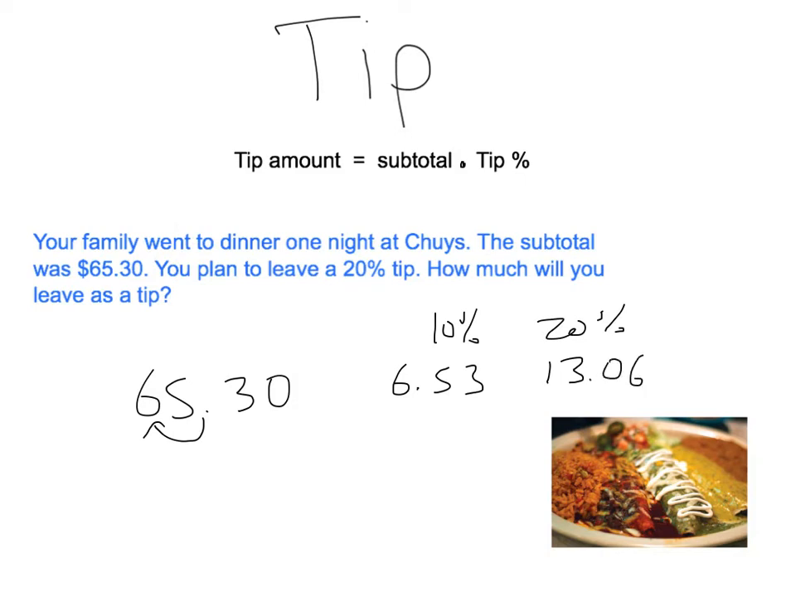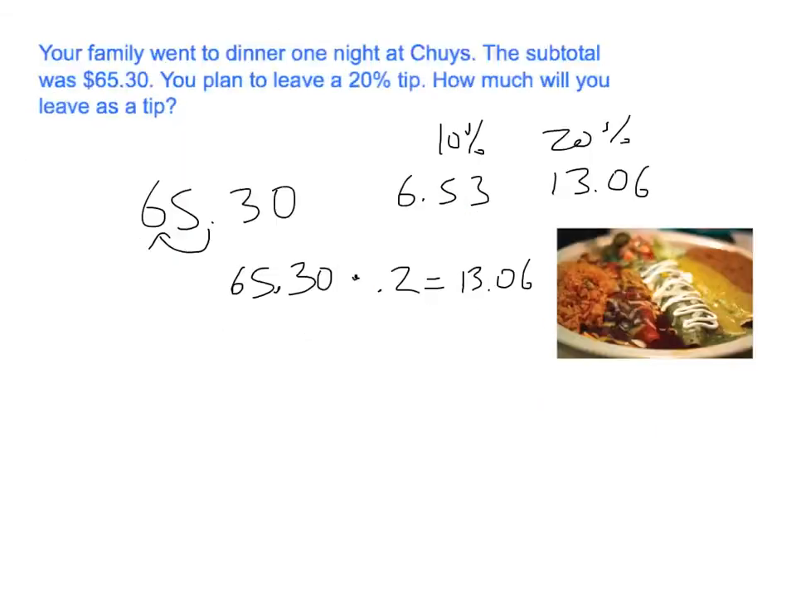Now, if you don't like doing it the quick and short way and you want to be absolutely certain of your answer, that's awesome. You can just do 65.30 times the tip percent that you want to tip, 20%. So 65.30 times 0.2 is going to get you the same thing, 13.06. So $13.06. That's how much you would leave as a tip if you wanted to leave 20%.